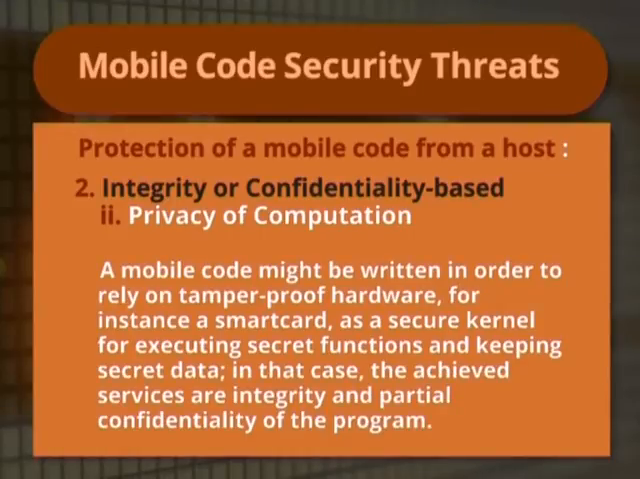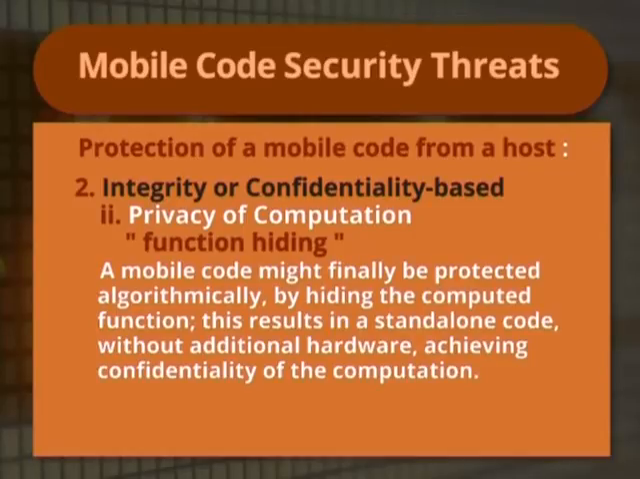A mobile code might be written in order to rely on tamper-proof hardware, for instance a smart card, as a secure kernel for executing secret functions and keeping secret data. In that case, the achieved services are integrity and partial confidentiality of the program. A mobile code might finally be protected algorithmically by hiding the computed function. This results in a standalone code without additional hardware, achieving confidentiality of the computation. This technique is known as function hiding.